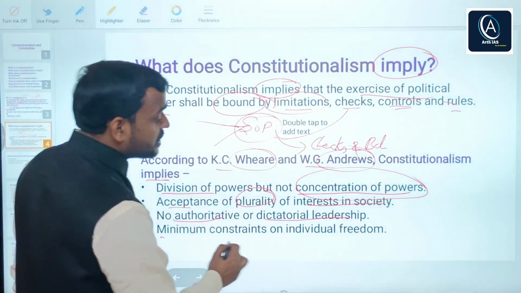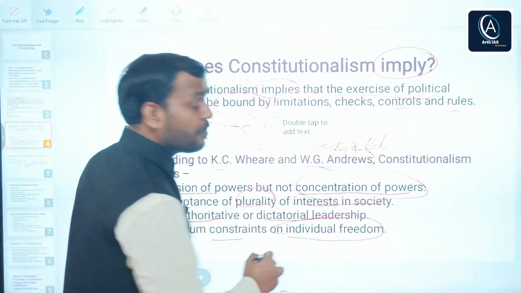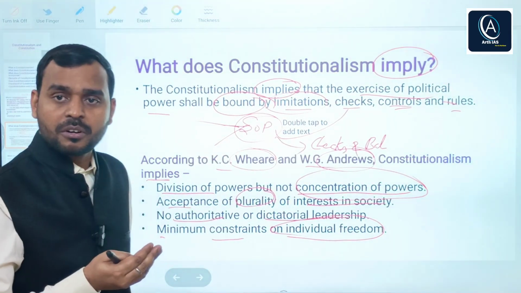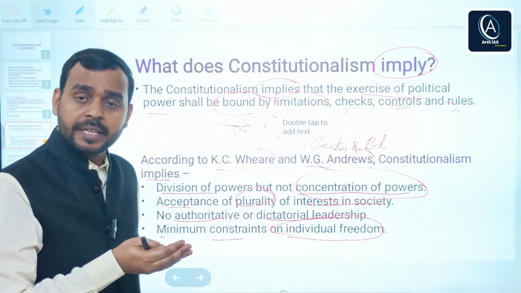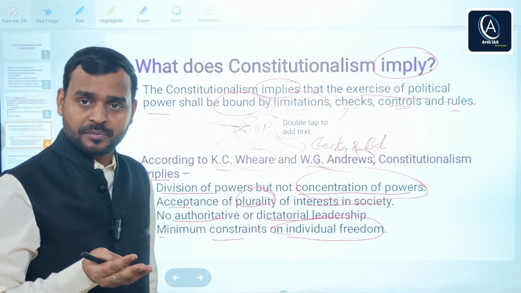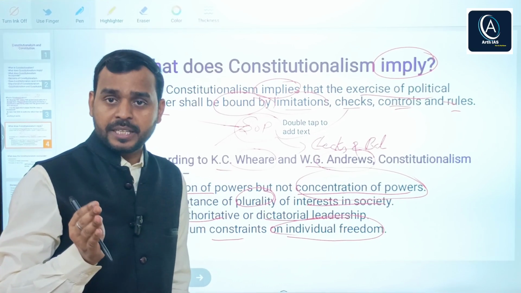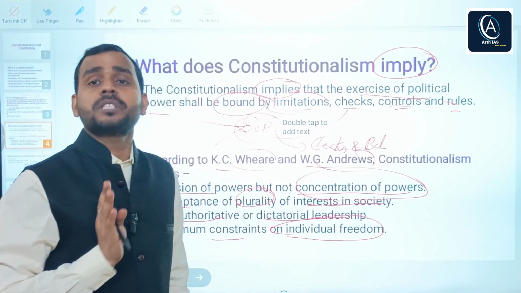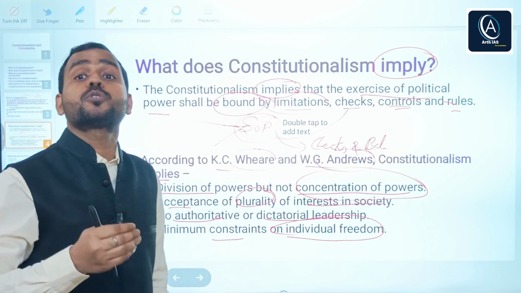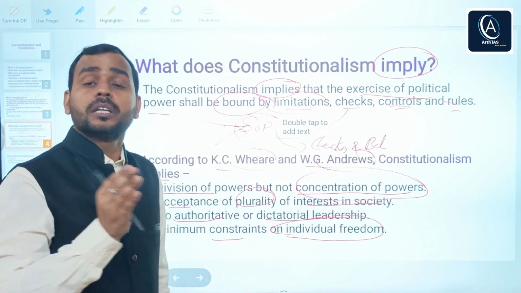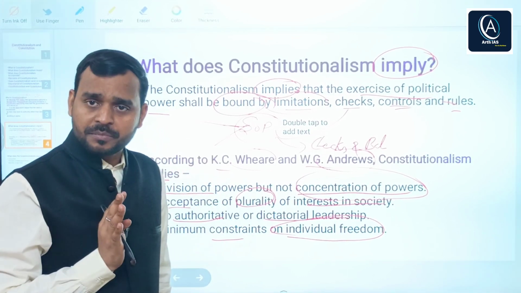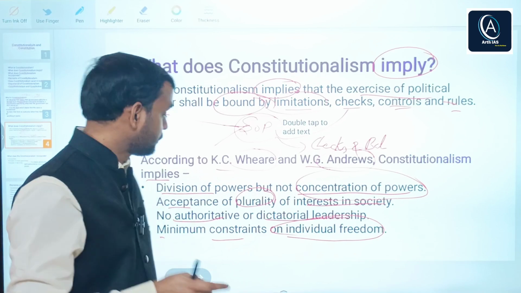Again, minimum constraints on individual freedoms. Minimum constraints means minimum restrictions on individual freedom. For example, fundamental rights are there. Fundamental rights are nothing but checks on the actions of the state, so the state is not supposed to violate or constrain the freedom of individuals.